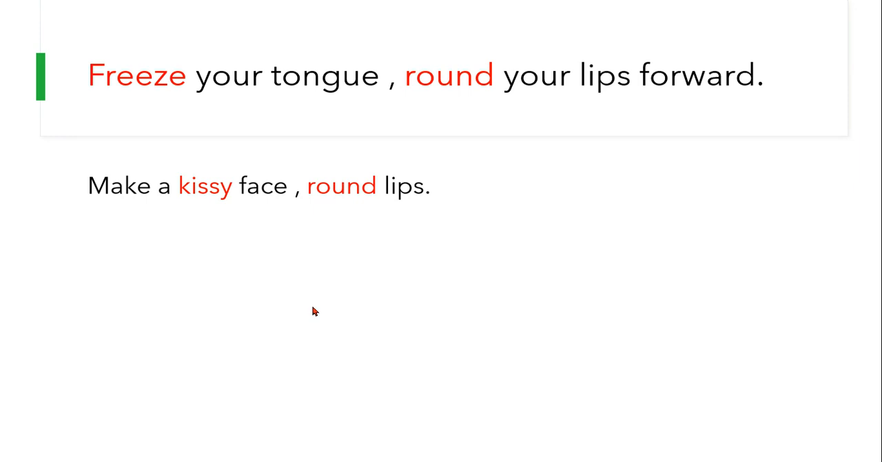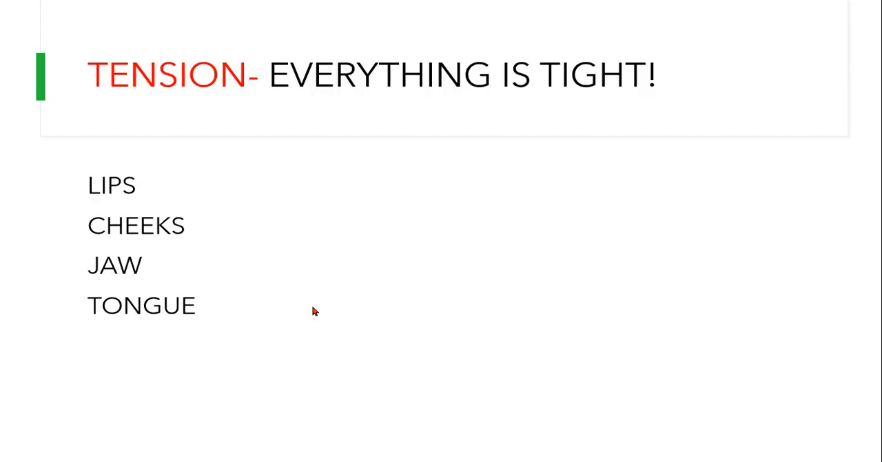Freeze your tongue, remember? Try not to let it move. Round your lips forward. Make your kissy face. Don't forget that last step.